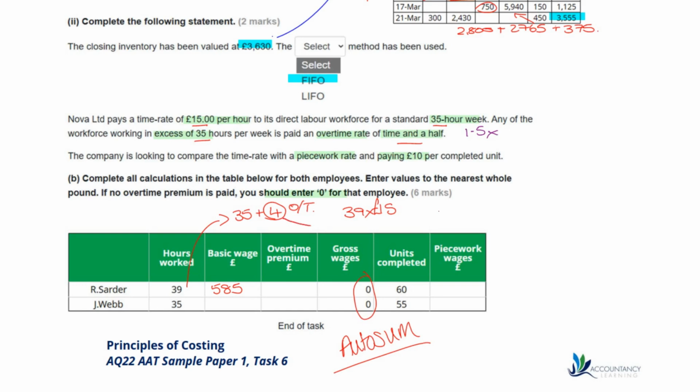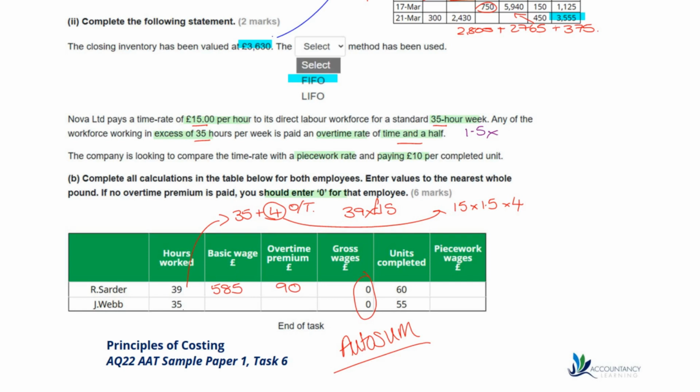But this 4 hours overtime is then at time and a half. So the overtime premium is only the £15 basic wage multiplied by time and a half, so 1.5, multiplied by the 4 hours overtime that they've worked to give £90. So in these questions, be sure that you do the basic wage on all the hours, and then the overtime premium is then a separate figure just for those overtime hours.